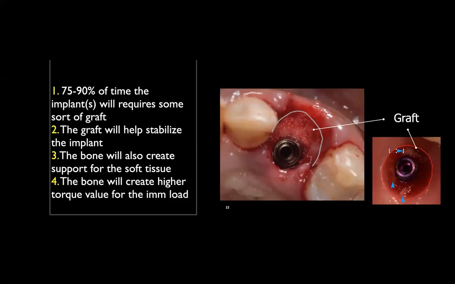So the bone is also going to create a soft tissue support. Obviously, we fill it up all the way to the top area of the free gingival margin, so you could get a little bit more support from that. And the bone will create a higher torque value for your immediate load. The minute you're packing this, I'm going to teach you a technique on how to do it to get even better stability and better condensation of this bone on one of our cases.